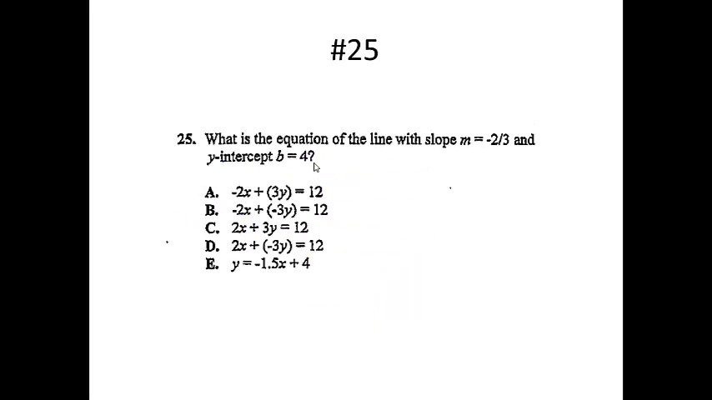All right, 25. What is the equation of the line with slope m equals negative 2/3 and y-intercept b equals 4? So I know I have y equals mx plus b. And that gives me y equals negative 2/3 x plus 4 because that's exactly what they told me. Now basically what we need to do, first of all, E does not work because it is not the same equation. Negative 1.5 and negative 2/3 are not the same.